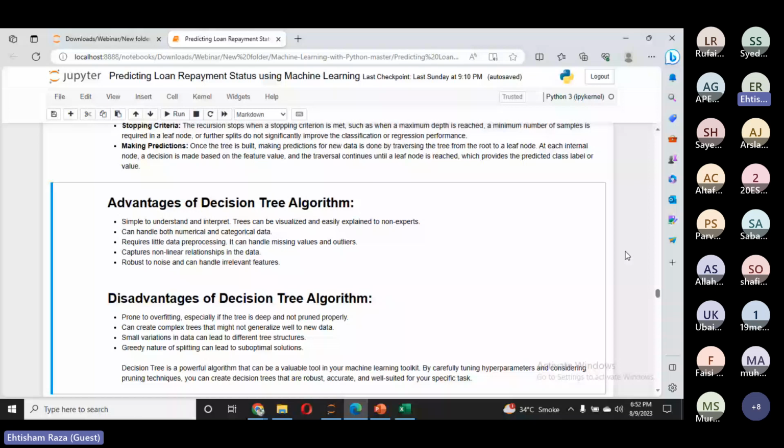So that is called overfitting. It means your model is working very well on the training data set, your model has learned very well on the training data set, but it is not able to work well on your testing data set. So that's overfitting. You're not able to generalize on the unseen data set, especially if a tree is deep and not pruned properly, so you can have overfitting. So that you can keep in mind.